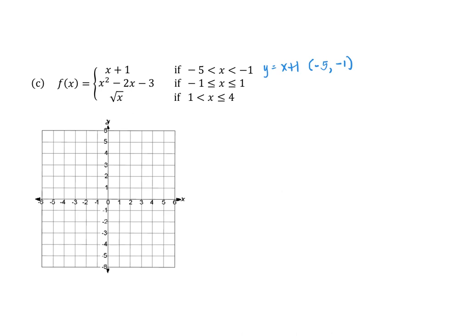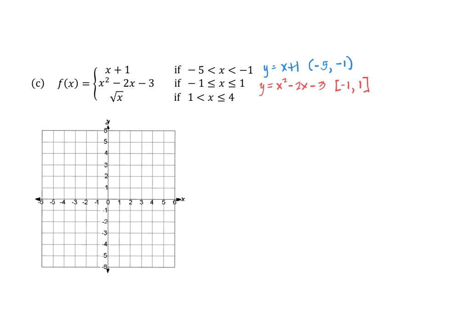The second piece is y equal to x squared minus 2x minus 3. So I see that squaring function, but it looks a little bit different than what I'm used to because I have a -2x minus 3. But regardless, we'll just plot points and see what it looks like. I see that because I have that x squared, it will be that curvy graph. And I'm going from -1, but it's a bracket because it's x greater than or equal to -1. And then I'm going to 1 with a bracket because x is less than or equal to 1.